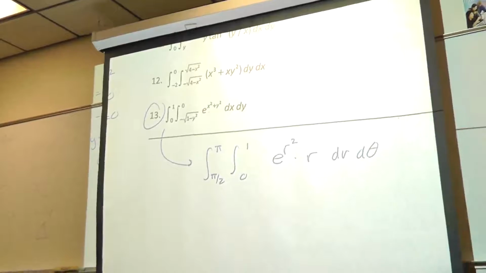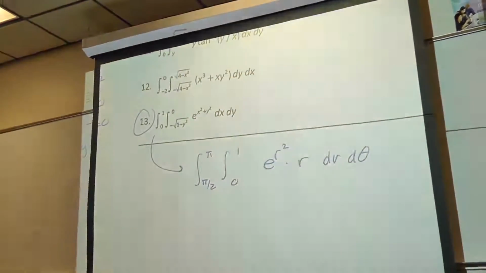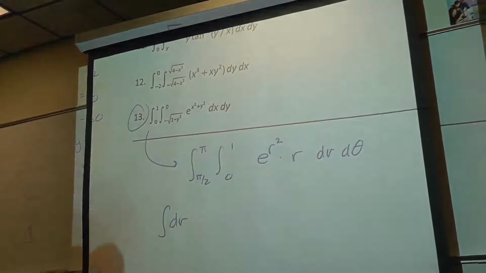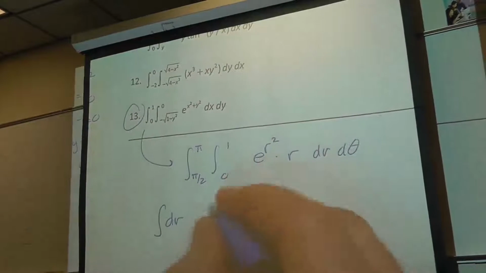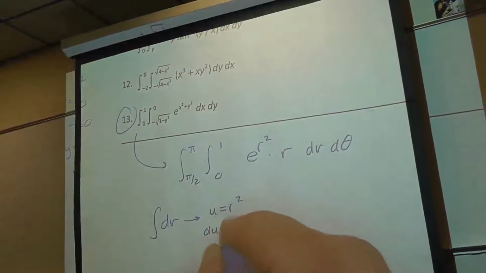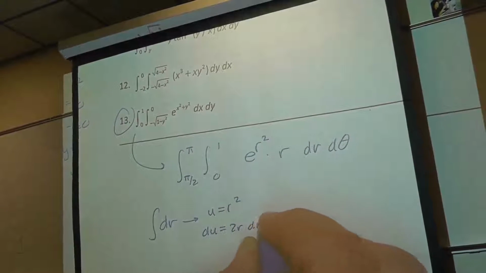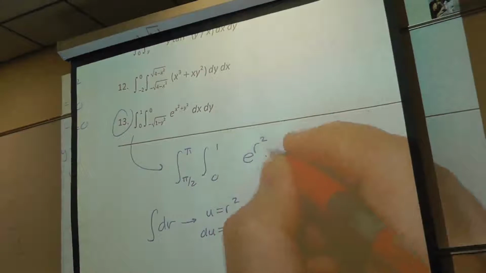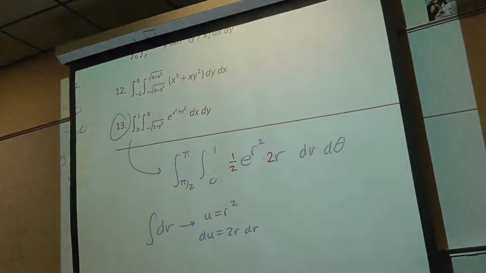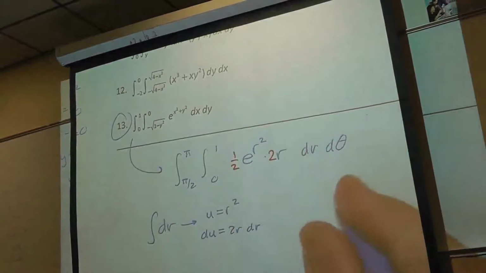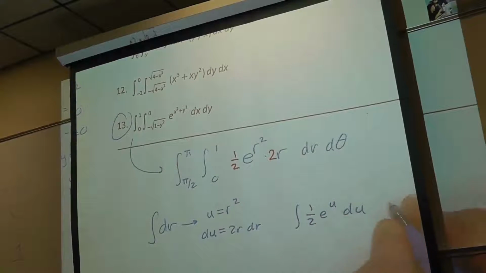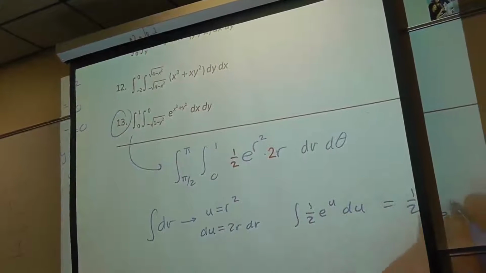And then this works well with the u sub. If you integrate r, then what u sub would you do? R squared. U equals r squared. Du is going to be 2r dr. Thank goodness we have that extra r in the mix. You see? So that way you're integrating 1/2 e to the u. And so that becomes 1/2 e to the u.